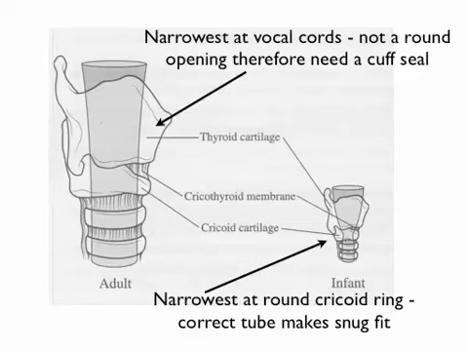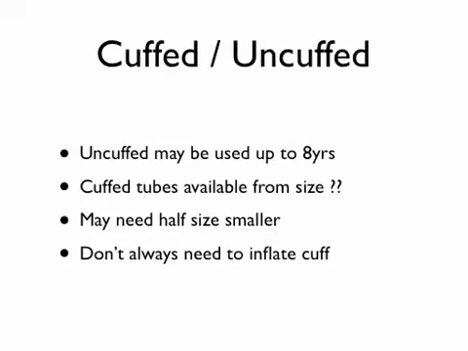In children, the narrowest point is at the cricoid ring, which is essentially a round structure. So if you get the appropriately sized round tube, you can have quite a snug fit there. You'll get just a very small amount of leak, which is okay. So traditionally, people have used uncuffed tubes in children, sometimes up to the age of 8. But there are cuffed tubes available now.